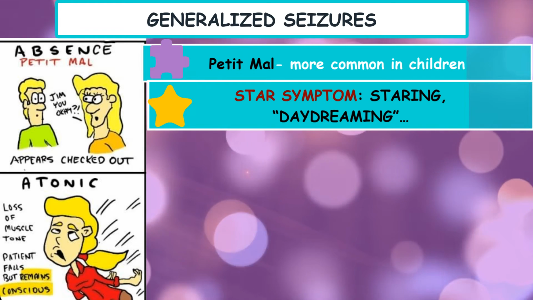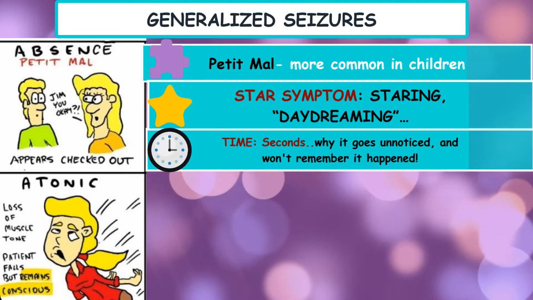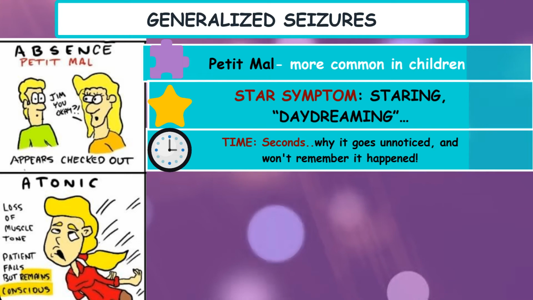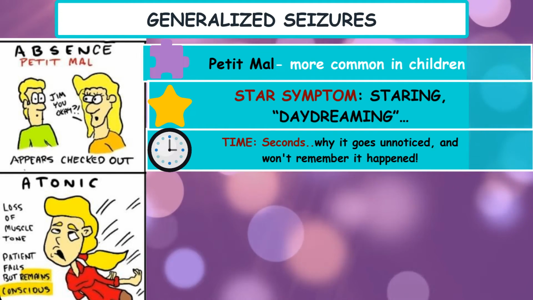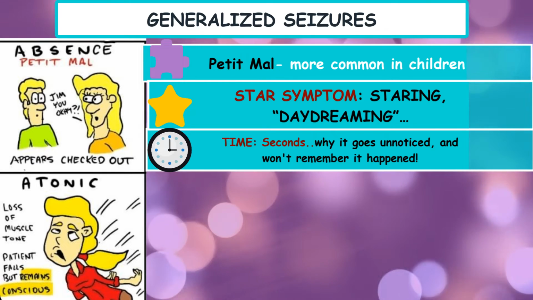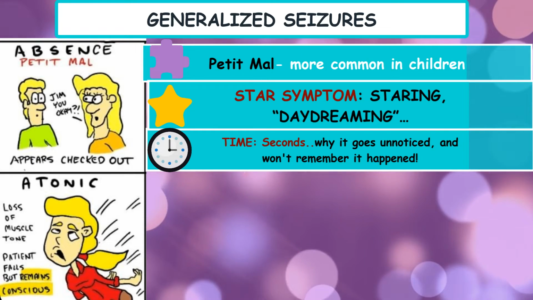Remember, absence seizures cause a short period of blanking out or staring into space. They usually affect only a person's awareness of what is going on at that time, and they immediately recover, and they don't even remember what just happened. Because of how brief absence seizures are, they are often missed.